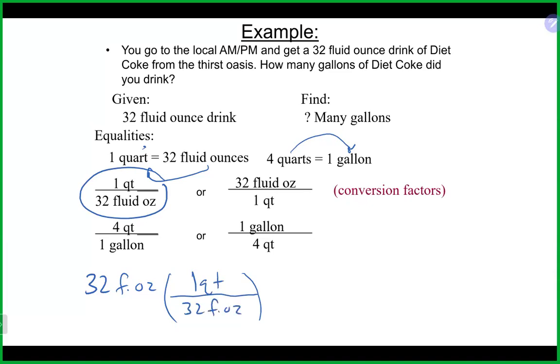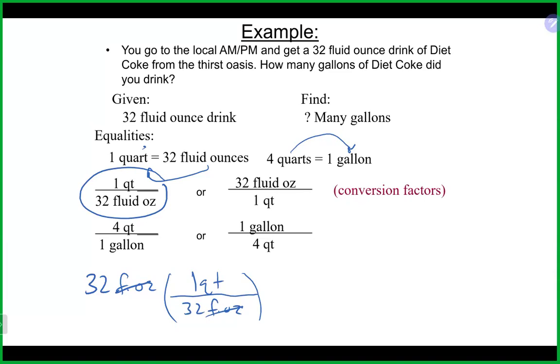If I were to stop the calculation right at this point, the fluid ounces on top and bottom would divide themselves out and cancel, basically equal 1. That will leave me quarts at this point. Now I could clearly see quarts are on top and I don't want them.